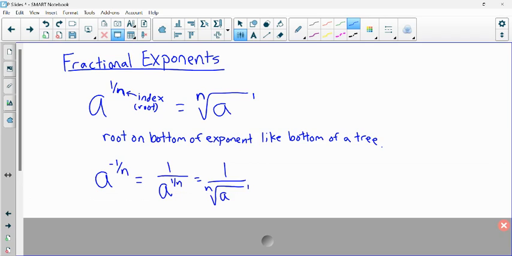Other part we want to remember is if we have negative exponents, if I have a to the negative 1 over n, first thing I want to do is make that exponent positive, and I can do that by moving that base of a to the bottom of the fraction. So I get 1 divided by a to the 1 divided by n power, and then I can change that a to the 1 divided by n into the radical form like we saw above. So I get that this is equal to 1 divided by the nth root of a to the first power.